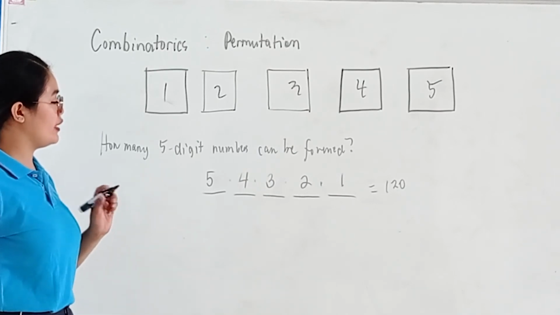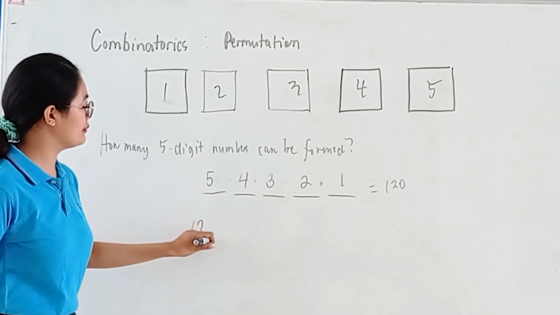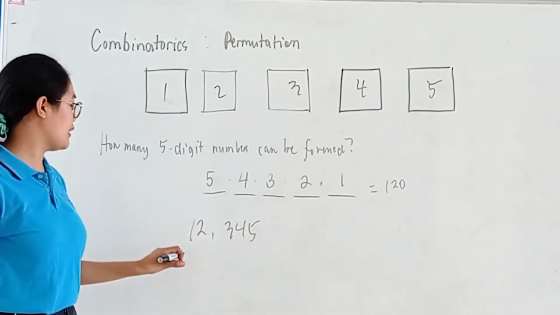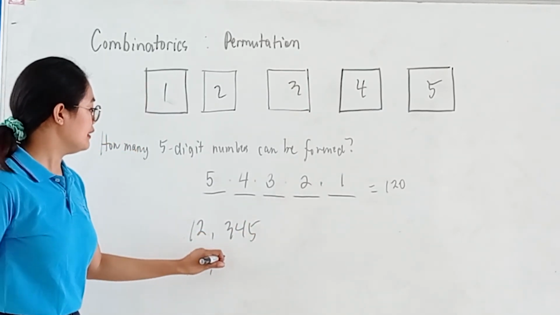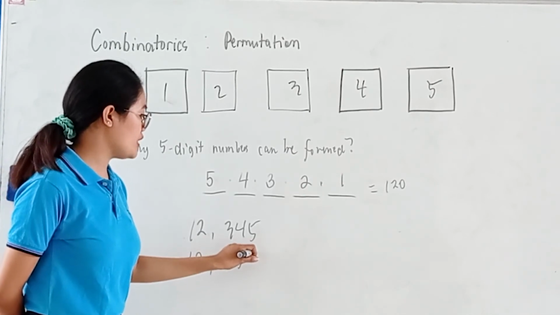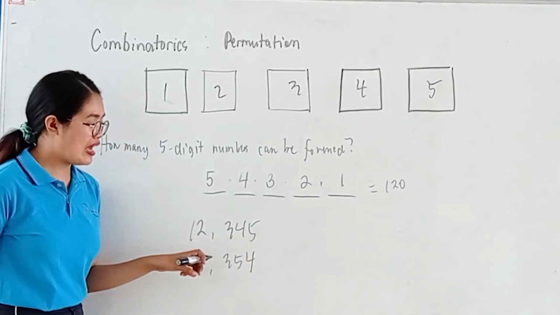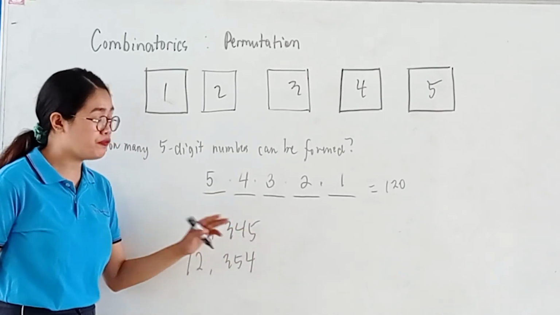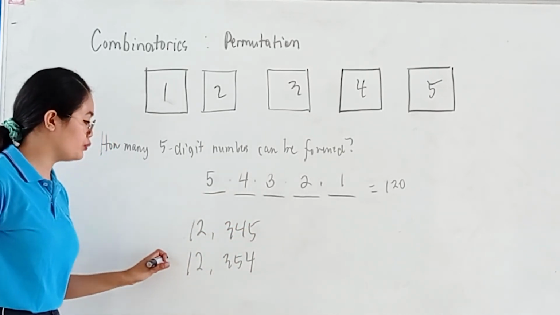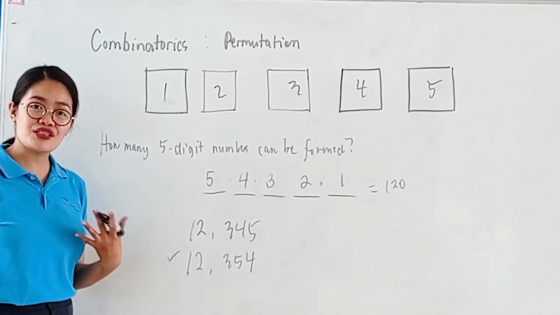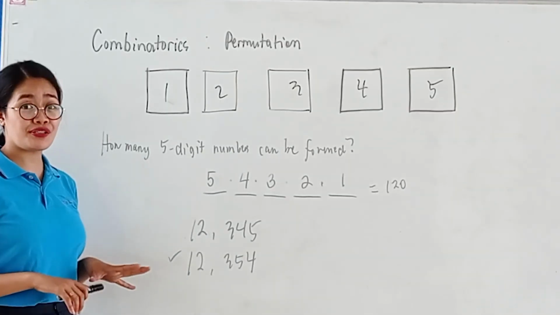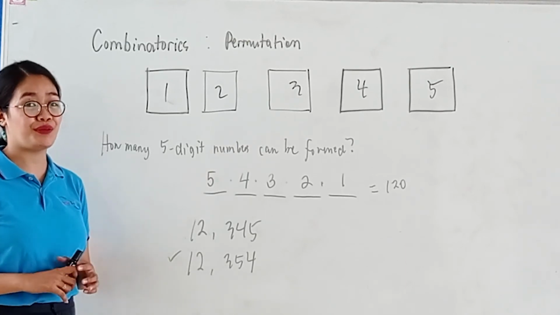One possible outcome of this event is 12,345. Another possible outcome is 12,354. Observe that switching the positions of the fourth and the fifth digits will result in a new number. Such an arrangement of objects, where the order of the objects being arranged matters, is called permutation.